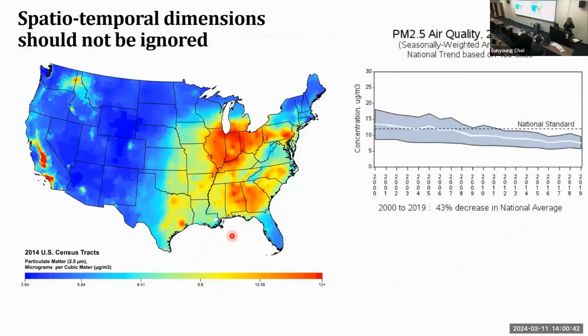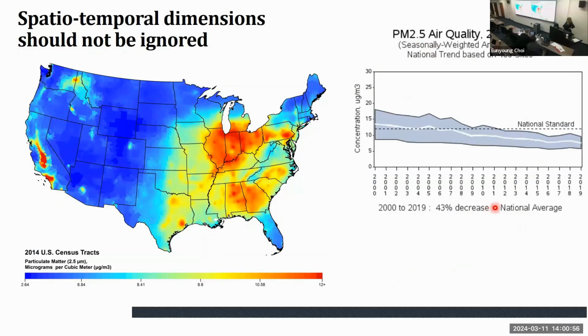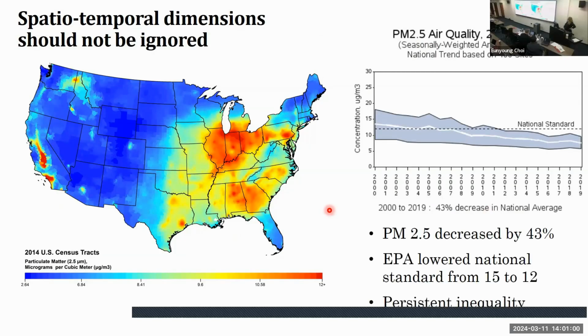I want to point out also that since the EPA started regulating particulate matter, which started around 1999-2000, the country has actually done quite a good job at reducing PM 2.5. So from 2000 to 2019, you can see there was a 43% decrease in the national average. We had an even larger decrease here in the LA area.